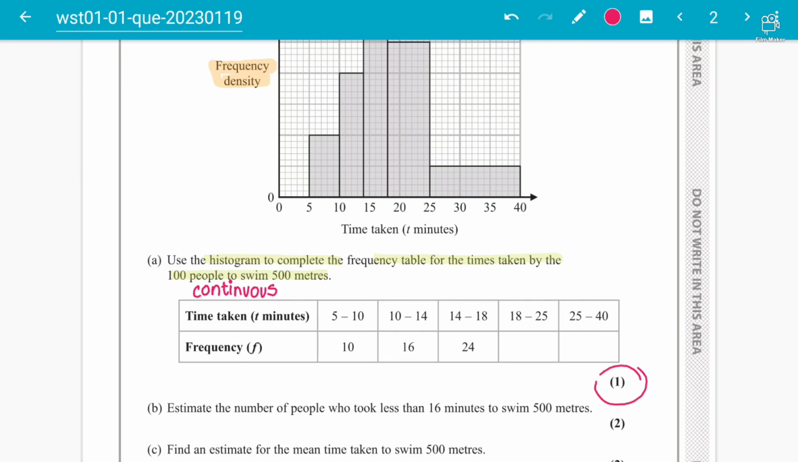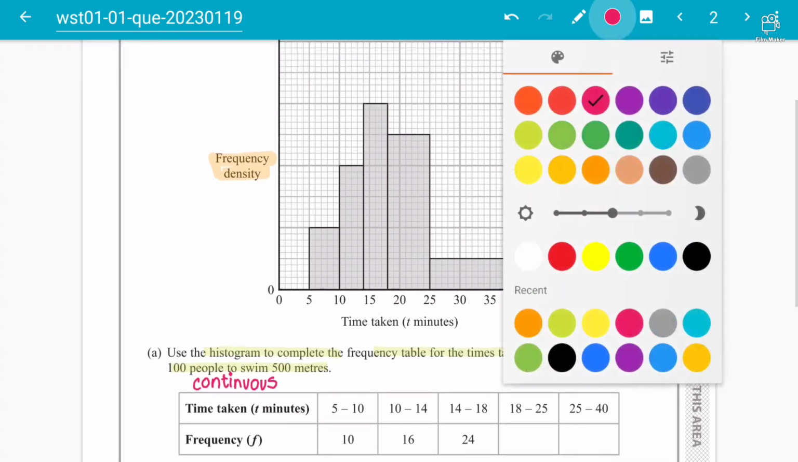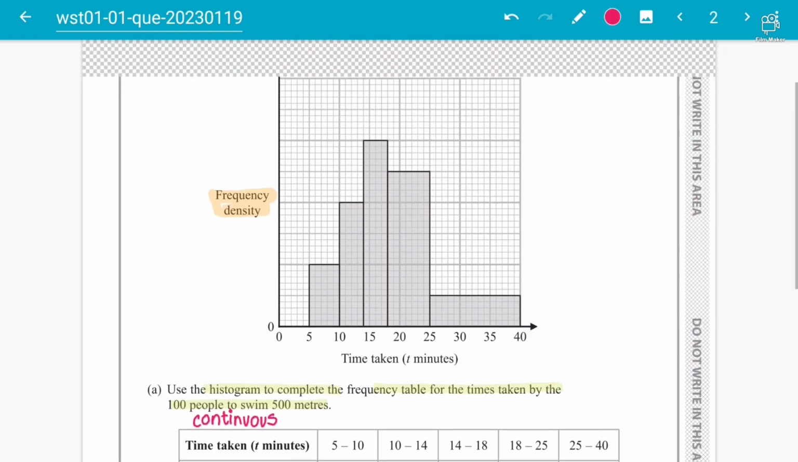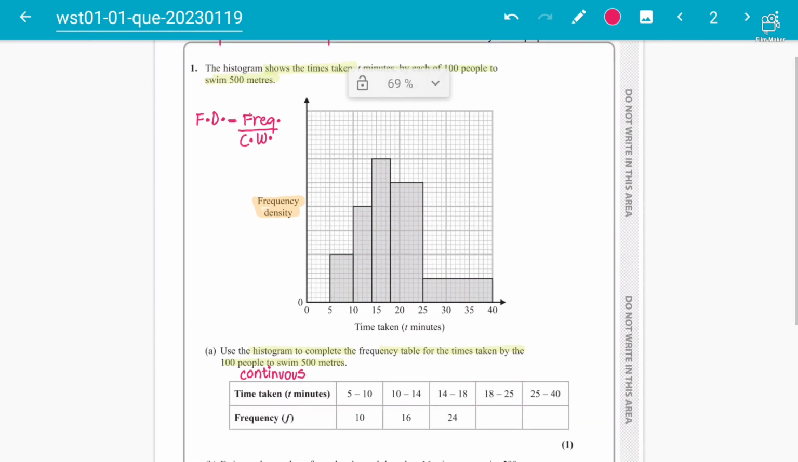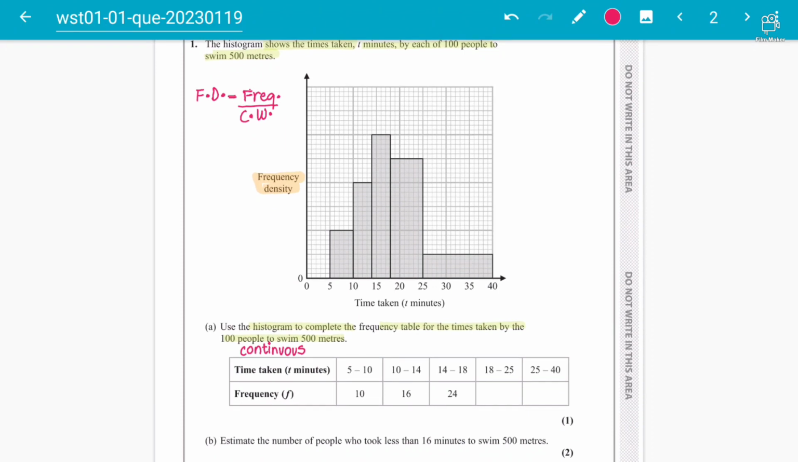So first, for 1 mark, we have to complete the table. Without wasting time, let's quickly complete it. What is the formula? The formula is very straightforward: frequency density is equal to frequency divided by class width.